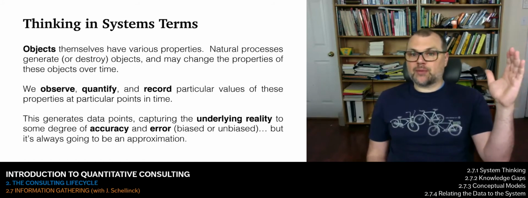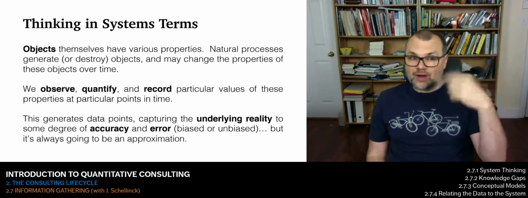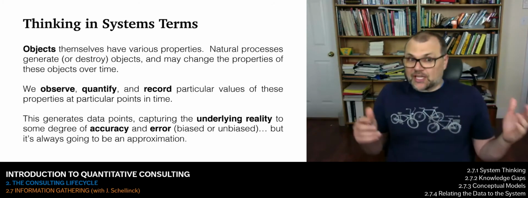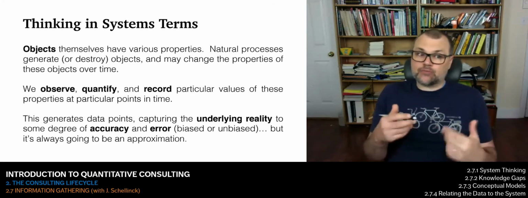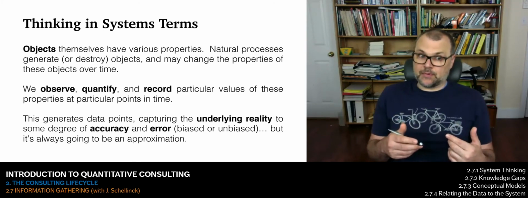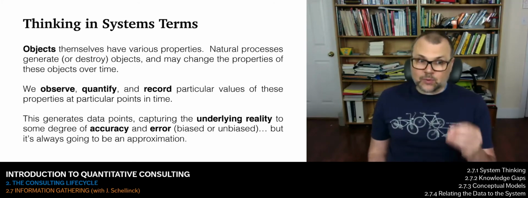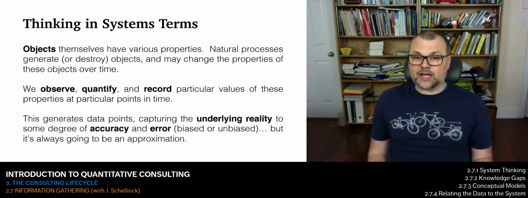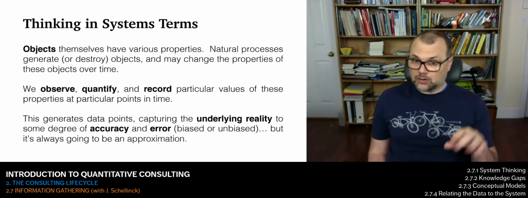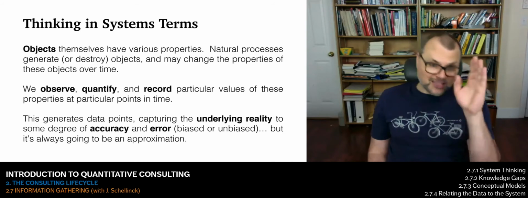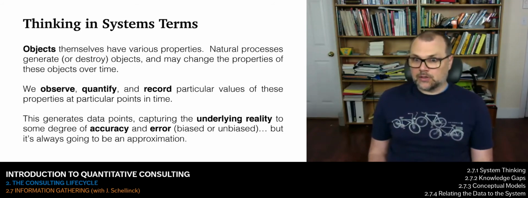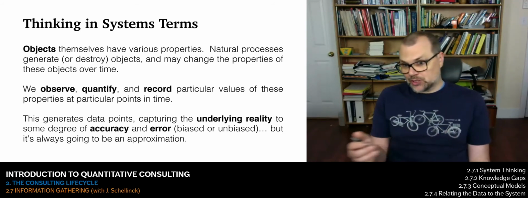The objects have a bunch of properties. The processes will generate or potentially destroy objects, and they may change the properties of these objects over time. When we collect data, what we do is we observe, we quantify, we take a measurement, particular values of the properties at specific points in time. We don't usually do so continuously.